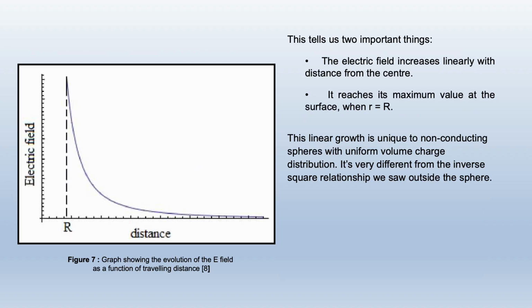Here is a graphical representation showing that the electric field increases linearly inside the sphere, reaching a maximum at the surface. After that, it drops off with distance, following the inverse square law.